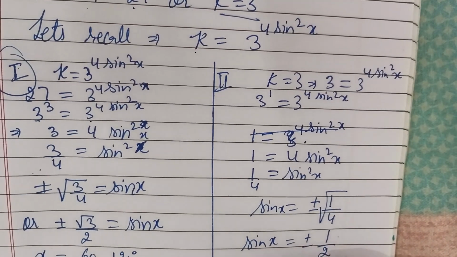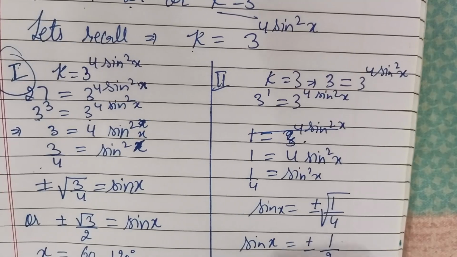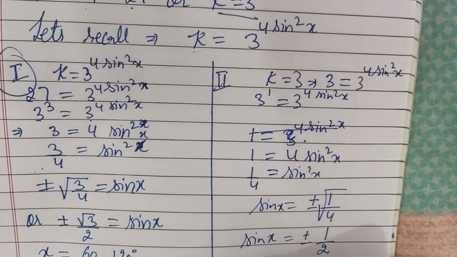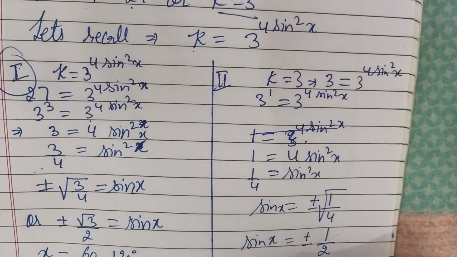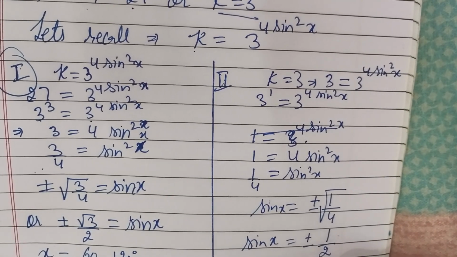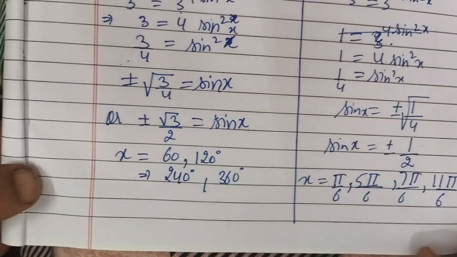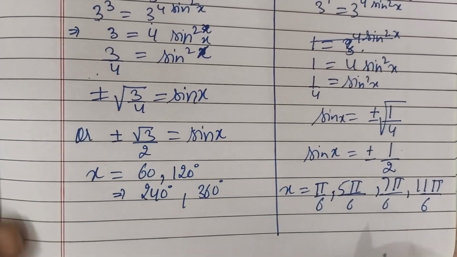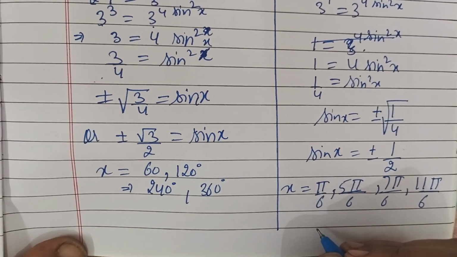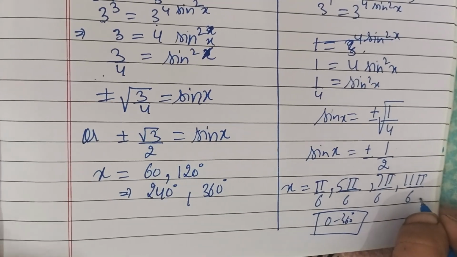Now if sin x is 1 by 2, then the value of x will be pi by 6, 5 pi by 6 and 7 pi by 6 and 11 pi by 6. And I assume that the value of x lies between 0 to 360 degrees. So we'll go for only this much.